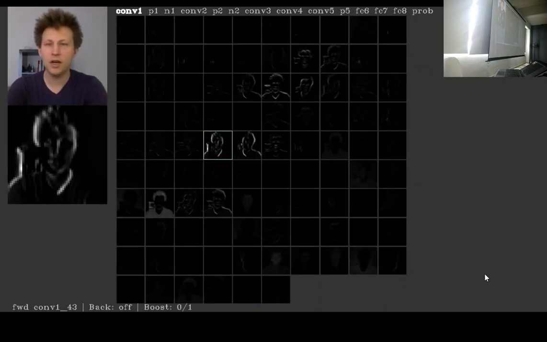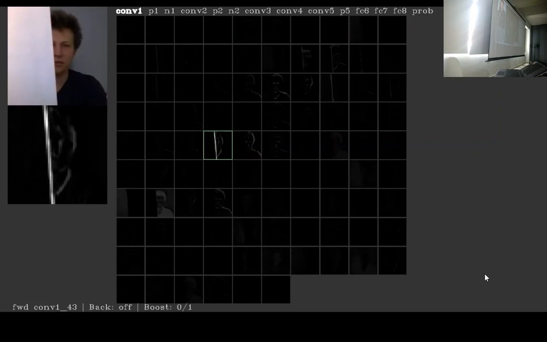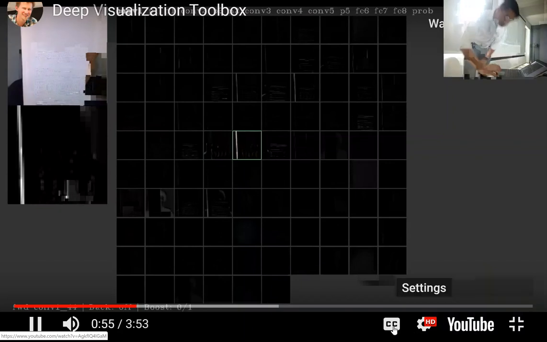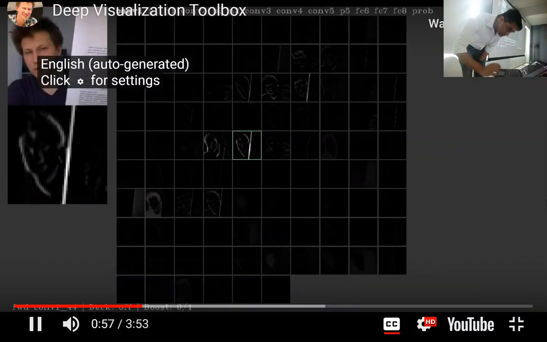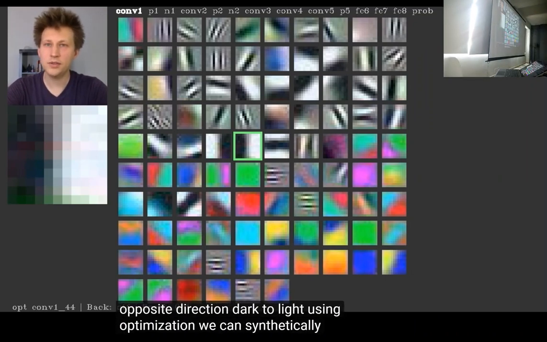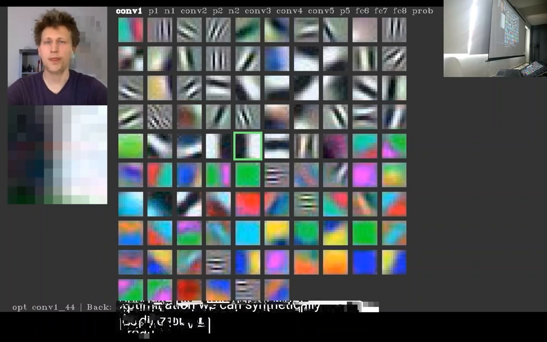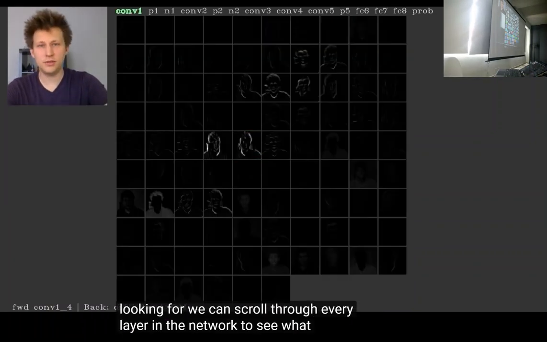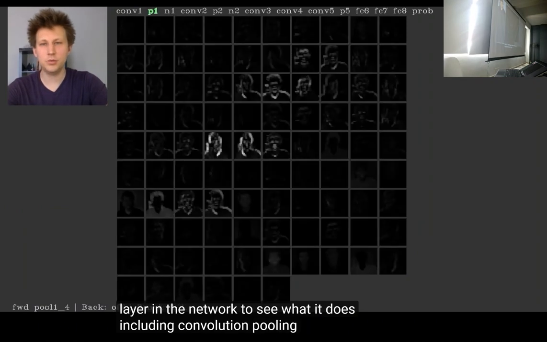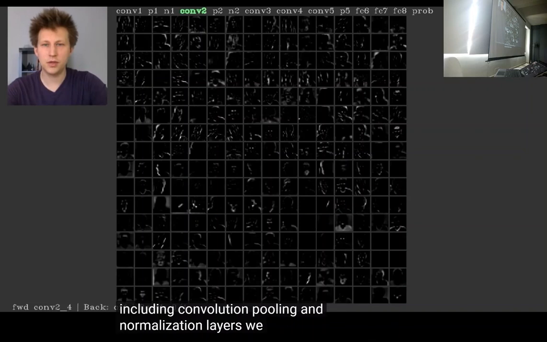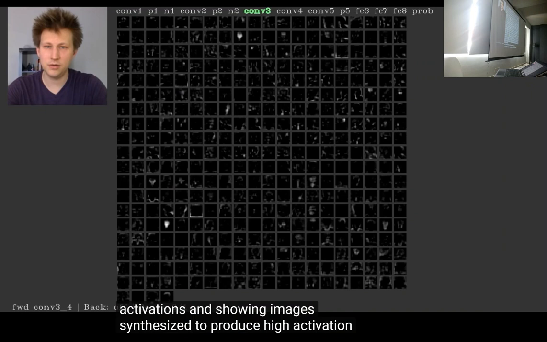For example, on this first layer, a unit in the center responds strongly to light to dark edges. Its neighbor, one neuron over, responds to edges in the opposite direction, dark to light. Using optimization, we can synthetically produce images that light up each neuron on this layer to see what each neuron is looking for. We can scroll through every layer in the network to see what it does, including convolution, pooling, and normalization layers. We can switch back and forth between showing the actual activations and showing images synthesized to produce high activation.